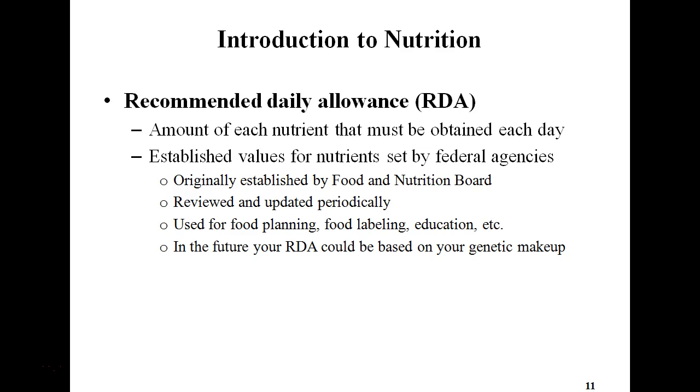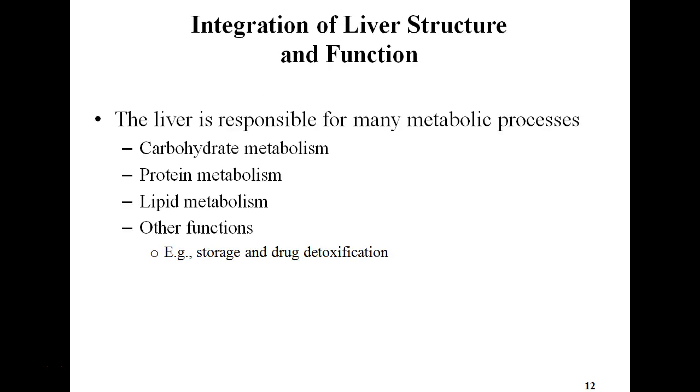And so various institutions have set up an RDA, a recommended daily allowance. This is the amount of each nutrient that should be obtained each day. And this is going to be set as guidelines by federal agencies here in America. And again, we might use this data to food plan or take into consideration homeostatic imbalance, or perhaps the need to consume more of these substances, such as in athletes.